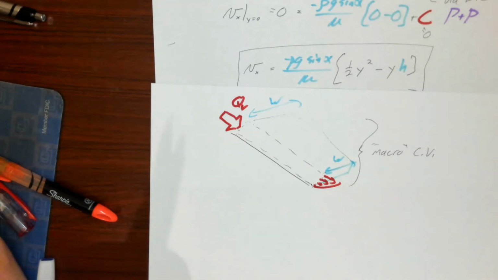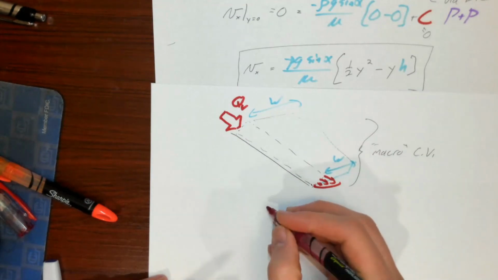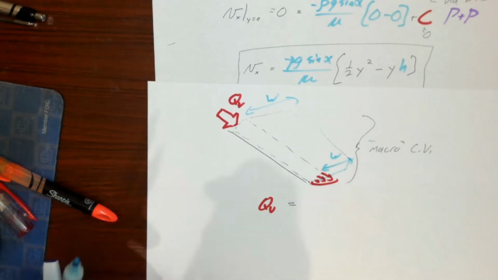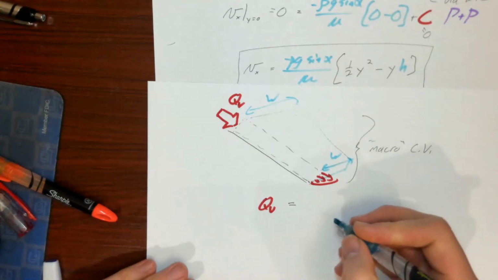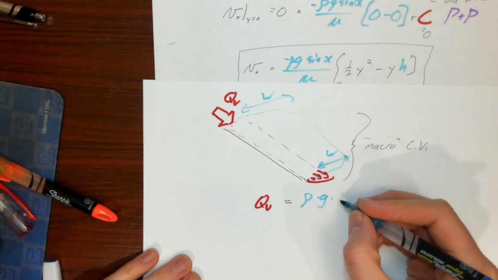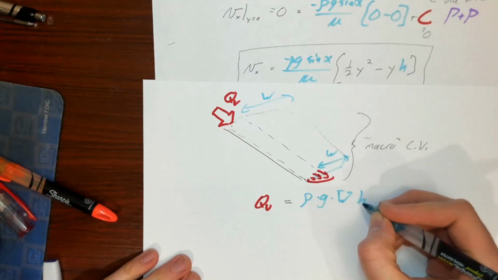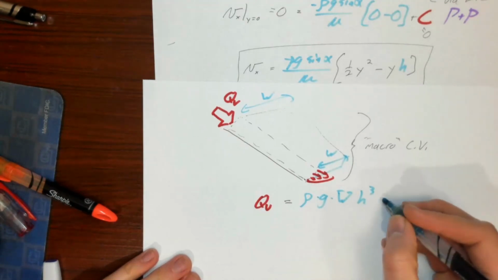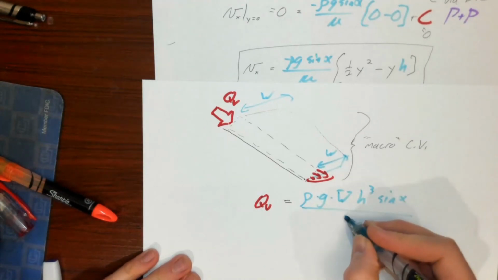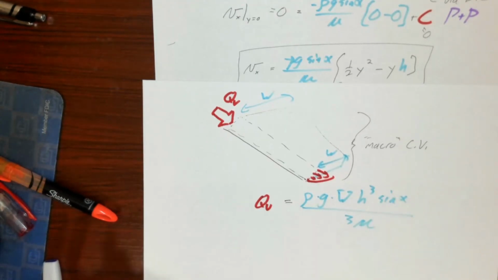if you did that, you would end up with the volumetric flow rate equal to the following expression. You end up with rho g w h cubed sine alpha over 3 mu. And all of this makes sense too, right?